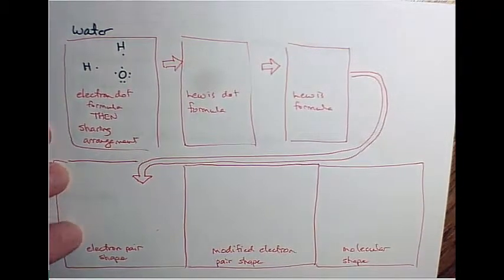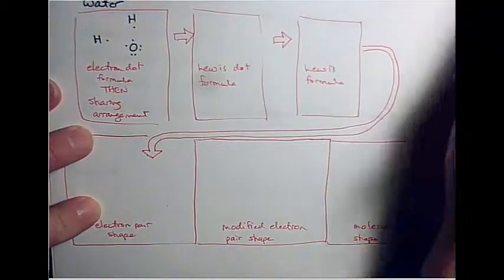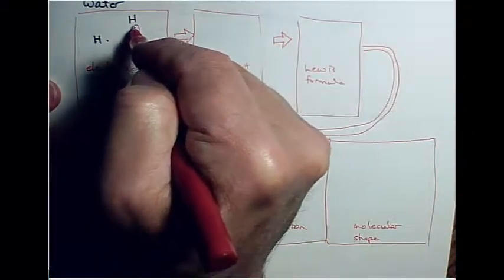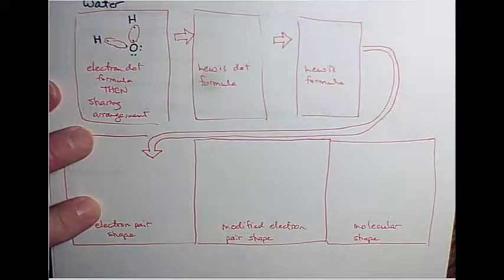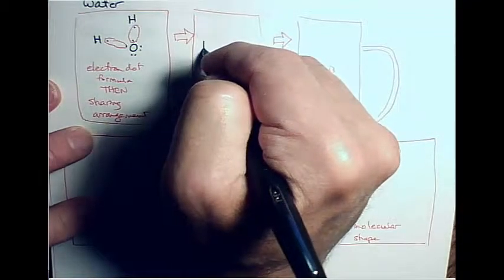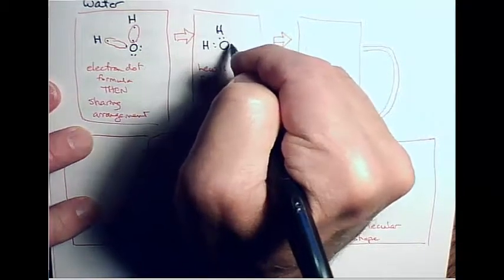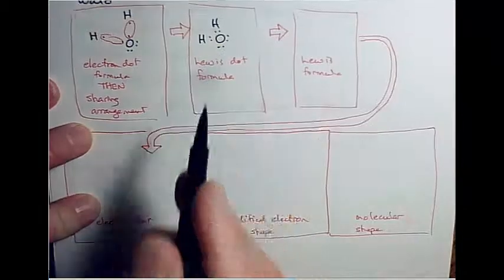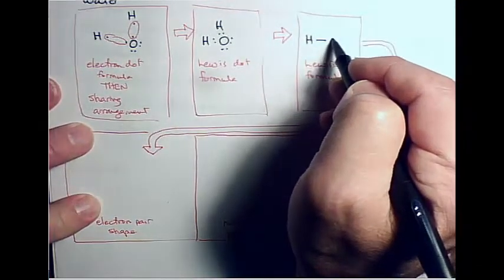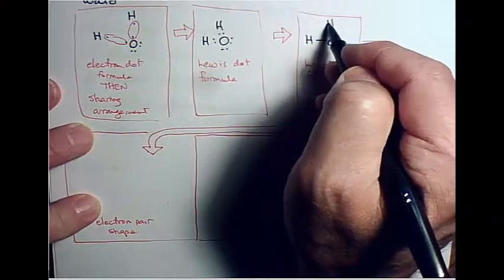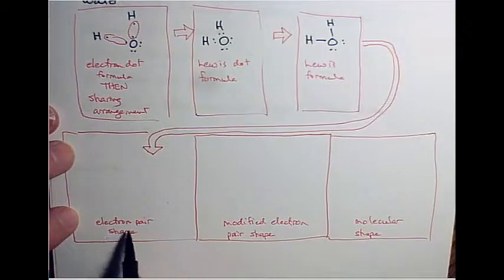All right. Here's the sharing arrangement. We have 2 electron pairs to share. Squeeze the electron dots between the symbols. We get the Lewis dot formula. Lone pairs remain. Lewis formula then has the shared pairs replaced with a line. Lone pairs remain. Then we need an electron pair shape.